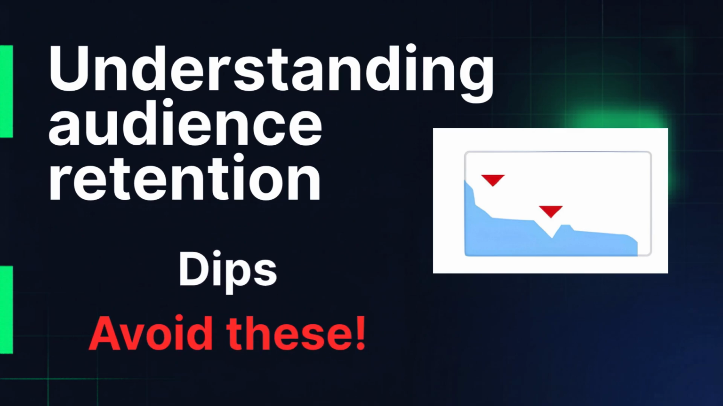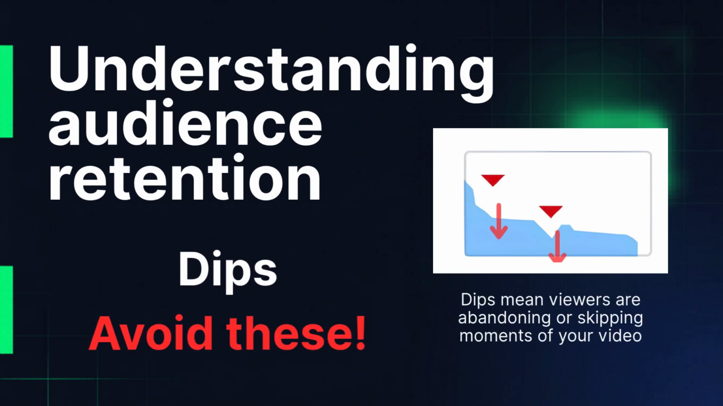Graph 4 has one or more significant dips. Dips mean viewers are skipping or abandoning at that exact second. Common reasons for this loss of retention include boring or unnecessary tangents, slow explanations, or weak transitions. To fix this, you can cut or speed up that section. A really good tip for this is to watch the sections of your old videos yourself at 1.5 or 2x speed. If it feels slow to you, your audience will think so too.